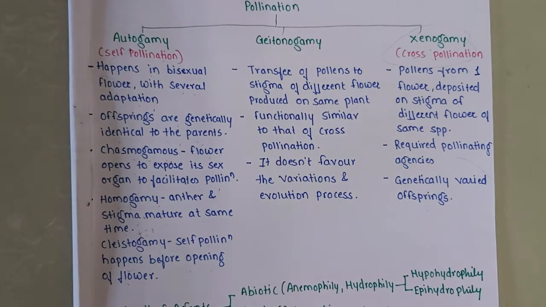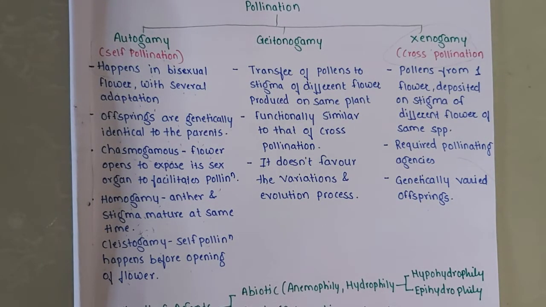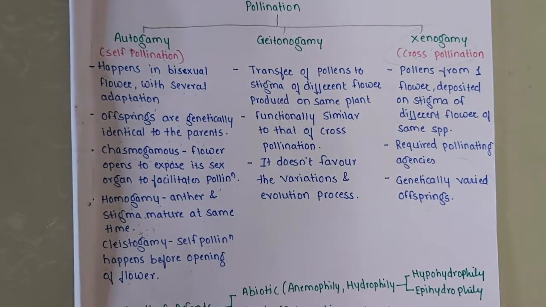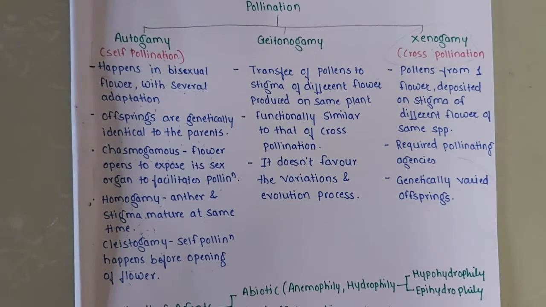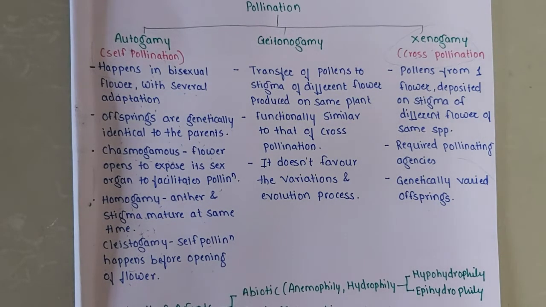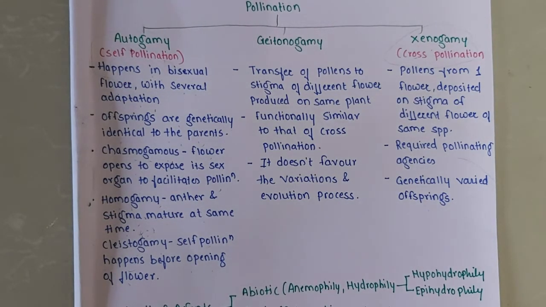It is functionally similar to cross pollination, but it doesn't favor variation and the evolutionary process. You will not find any variation because it happens within the same plant, and it will not favor evolution. So you can't consider this type of pollination for evolutionary studies, right?